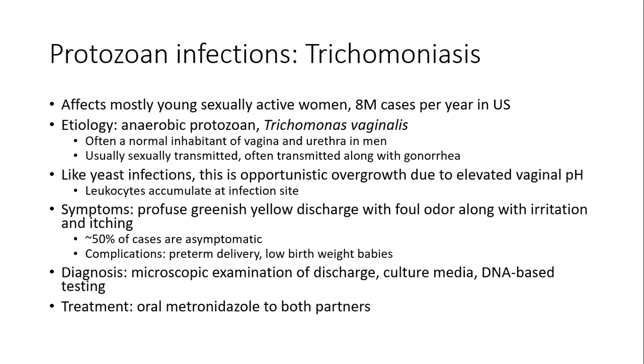It is sexually transmitted, and often it goes alongside with gonorrhea. Like yeast infections, this is again an opportunistic overgrowth due to elevated vaginal pH. You'll see leukocytes accumulate at the infection site, and so this will be part of your diagnosis, is seeing those white blood cells when you look at the discharge. The symptoms will include a profuse greenish yellow discharge with a foul odor, along with irritation and itching.